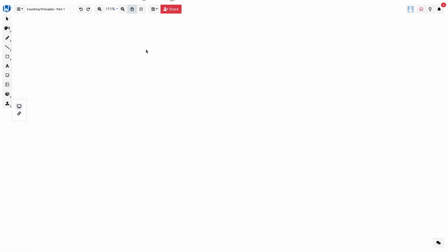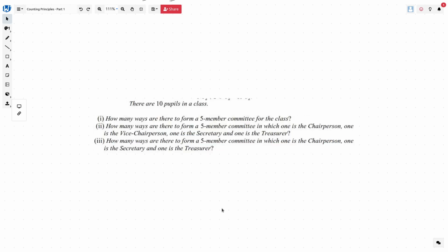So let's take the final problem which we will be discussing here. So again, what is the problem? There are 10 people in the class. How many ways are there to form a 5-member committee for the class? Okay, so let's start with this one. How many ways are there to form a 5-member committee of a class?